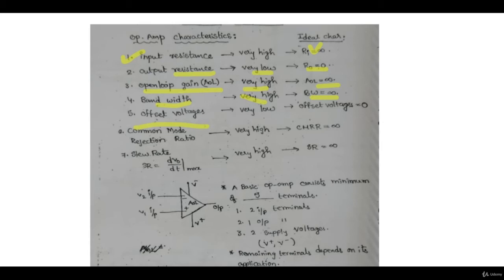Offset voltages should be very low, ideally 0. Common mode rejection ratio should be very high, ideally infinite. Slew rate, the maximum rate of change of output voltage, should be very high, ideally infinite. Okay, so this is the comparison between ideal and practical op-amp characteristics.